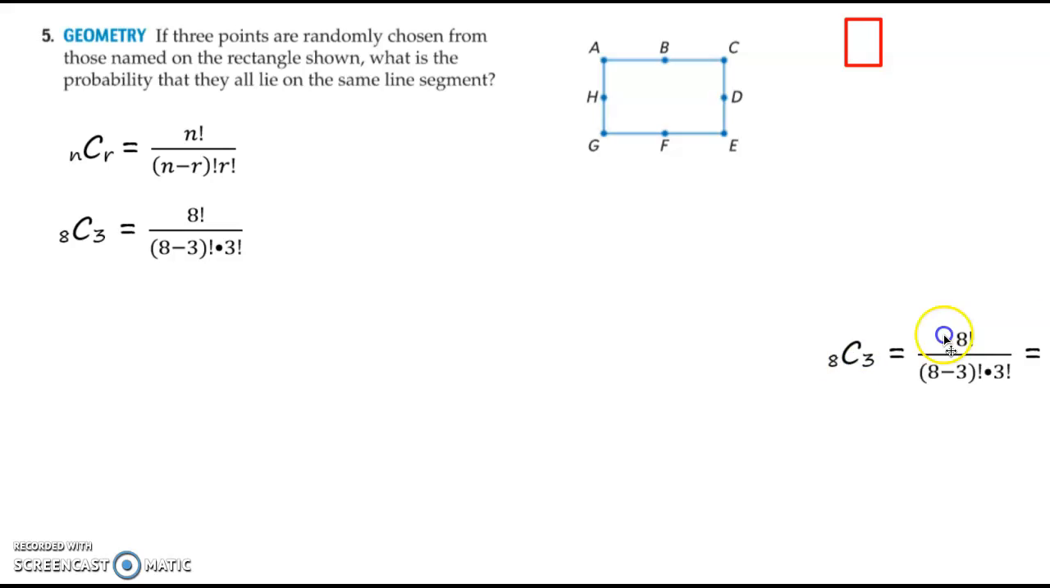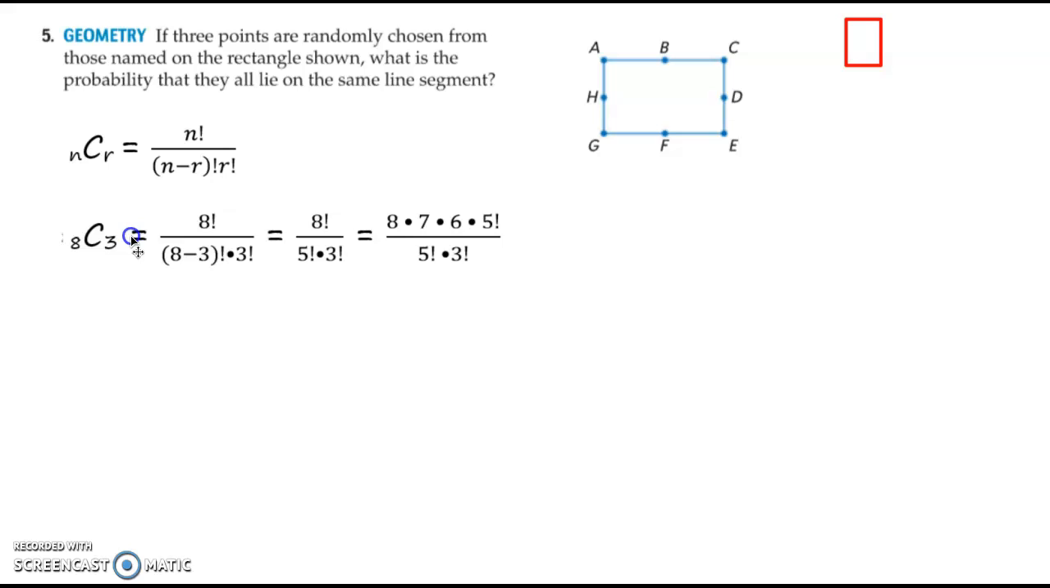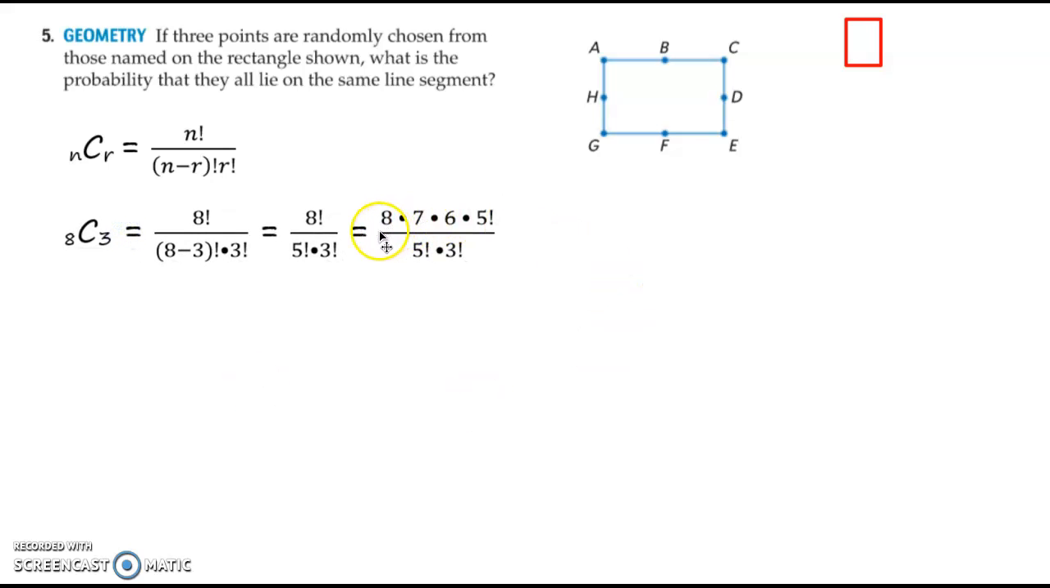So then doing my next step, what that means is 8 minus 3 is really 5. So I have 8 factorial divided by 5 factorial times 3 factorial. Knowing that I have a 5 factorial on the denominator of that fraction, I would break apart 8 factorial to where it's 8 times 7 times 6 times 5 factorial. I stopped at 5 because I knew I had a 5 factorial on the bottom. Purpose in doing that is so those can cancel.